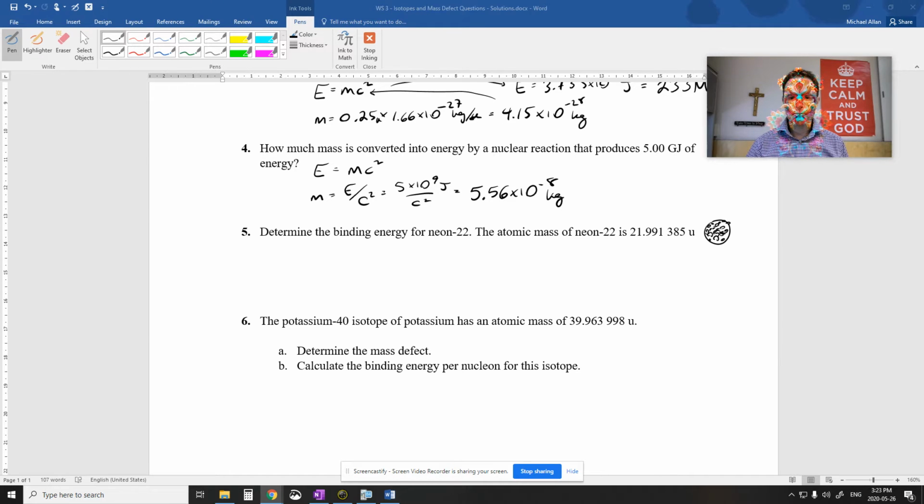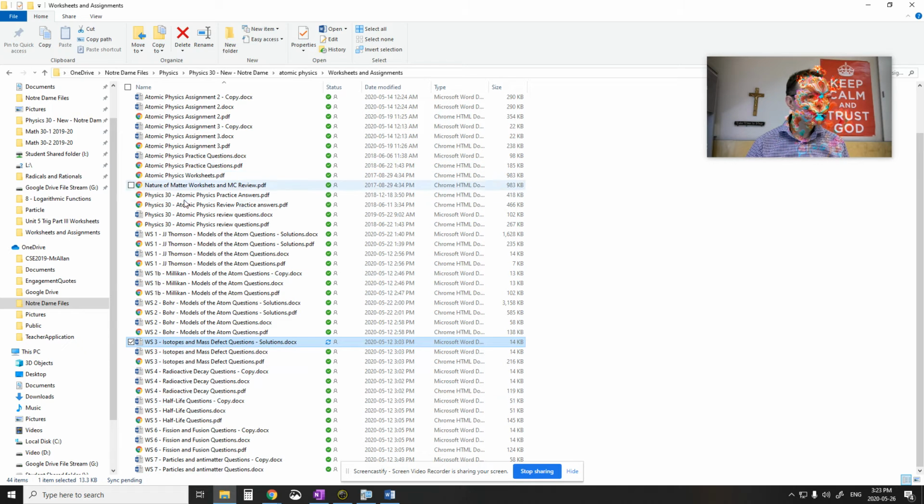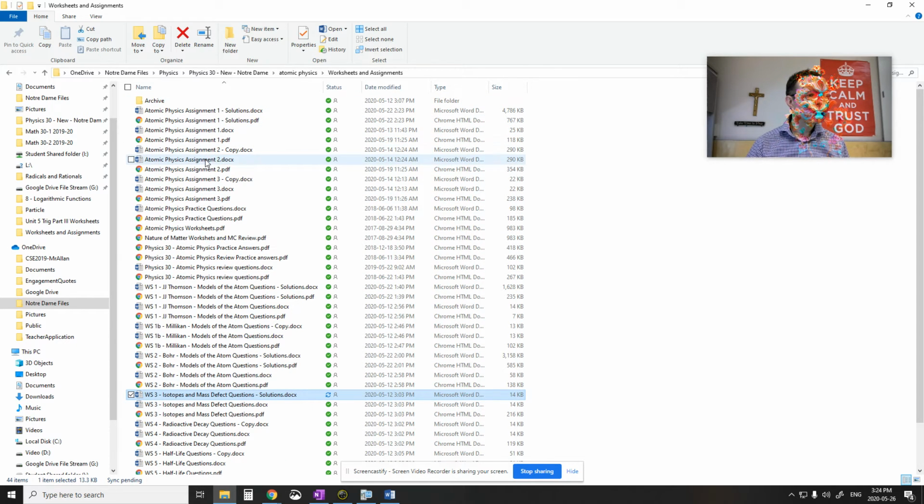I didn't leave it open. I can find it. Where is it? It's under this sheet here, number 2. Okay.